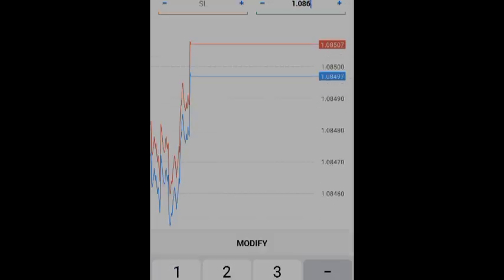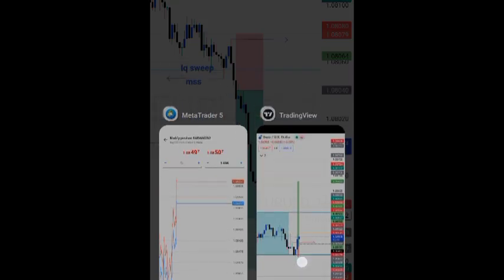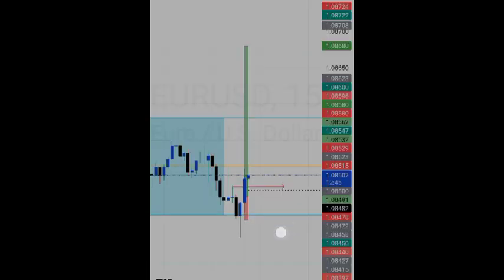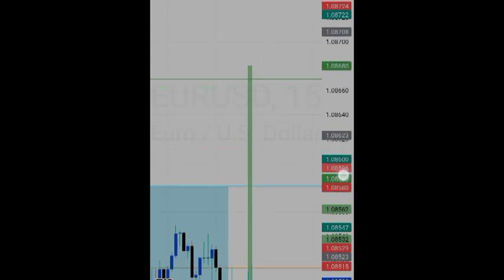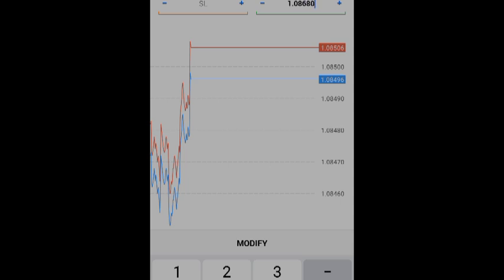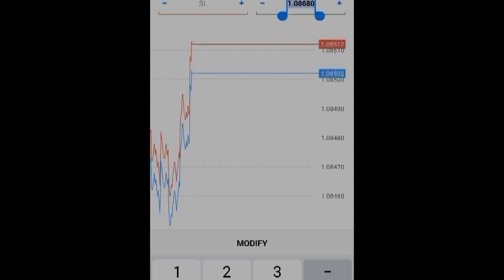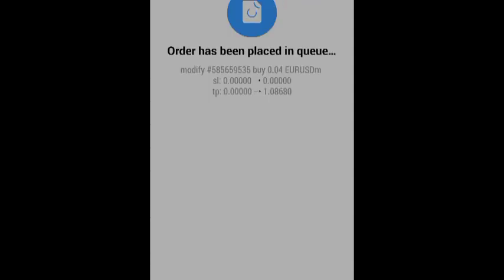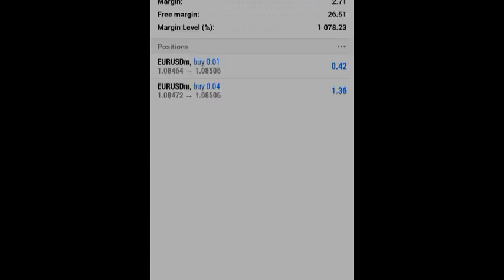Modify position. TP should be 1.08680. Copy, paste. I didn't enter with the appropriate lot size. It's a 3 pip stop loss, 3 pip stop loss. Oh man, I messed up.